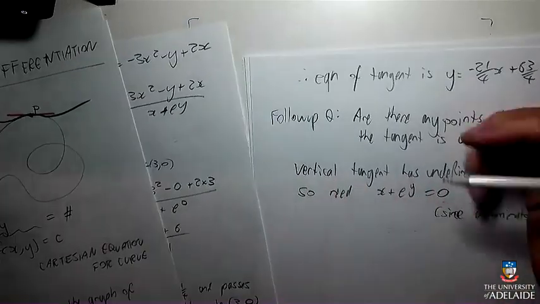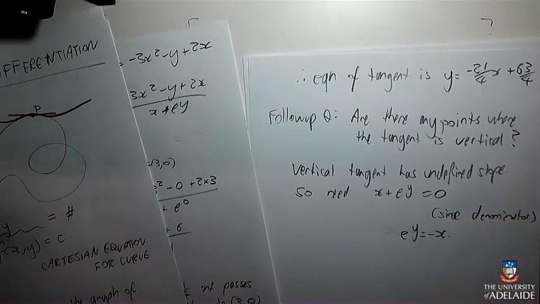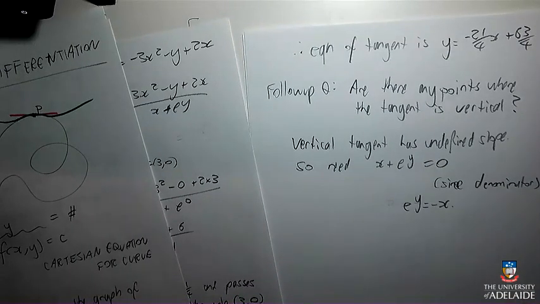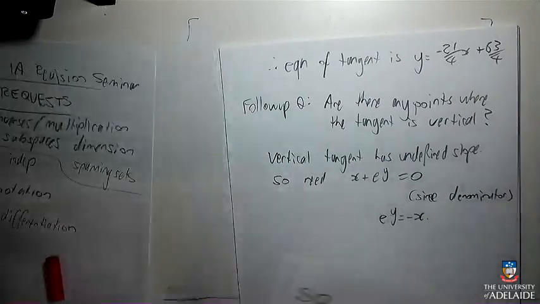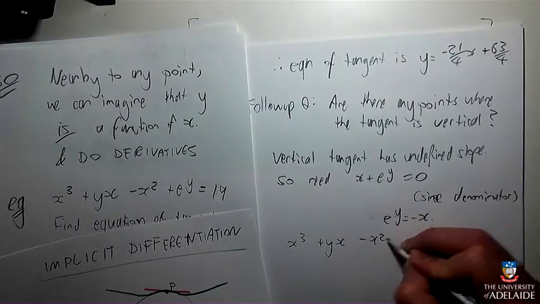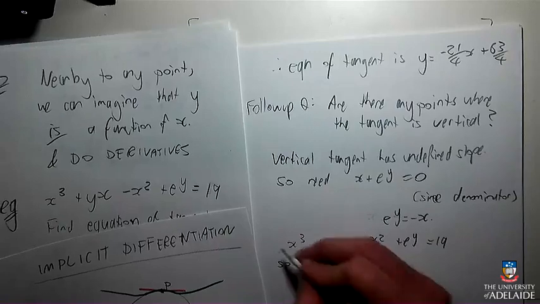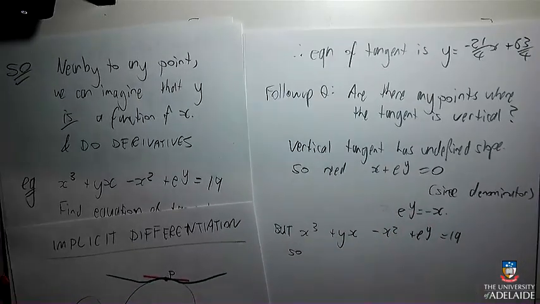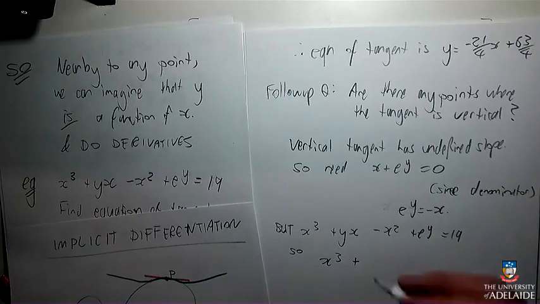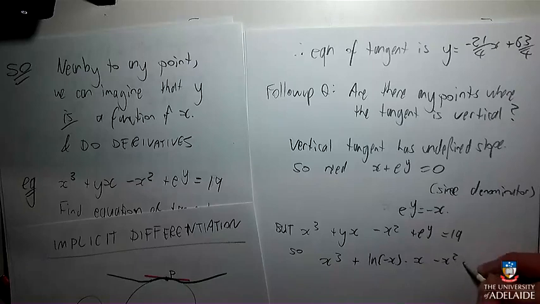Or even better, right. So we would try and solve that. It's going to be hard. I don't know if I want to go here. I might give up in a second. I don't think the lecturer would give you something this distressingly hard. So we could sub that back into the equation and get x cubed plus ln of minus x, and we would solve that and they would be the x's at which there were vertical tangents. Wow. Fabulous. Yep.